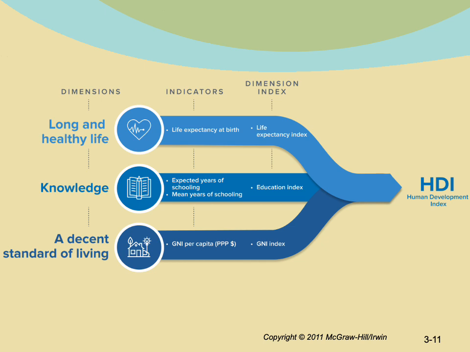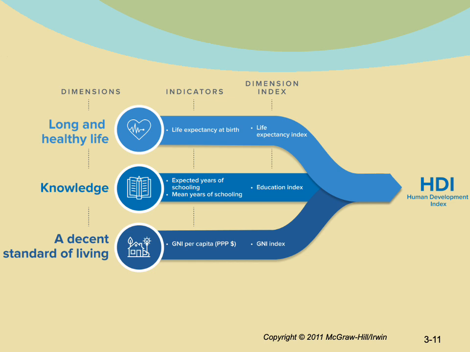As you can see here from the figure, HDI is taken from these 3 dimensions. The first is a long and healthy life, where the indicator is life expectancy at birth, which comes from babies being born healthy and a low death rate, and then the dimension index comes from the life expectancy index.